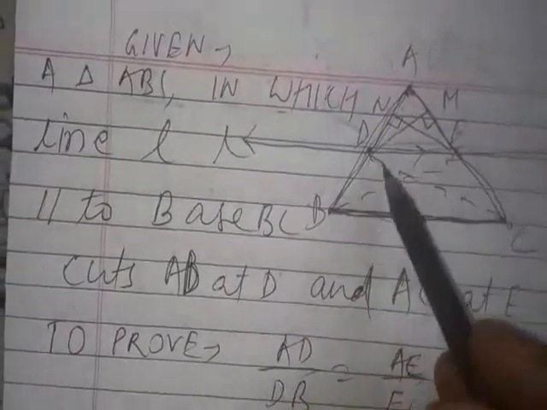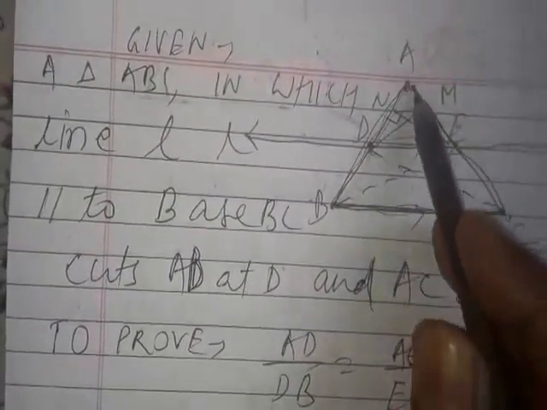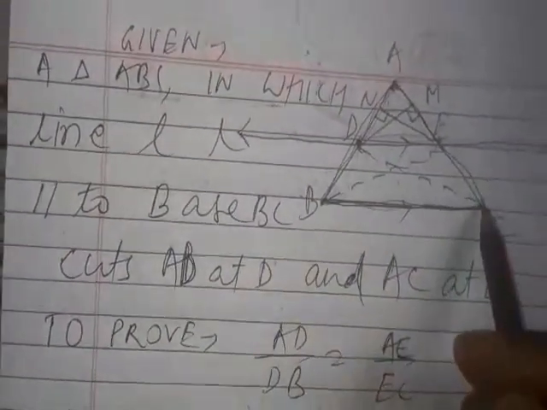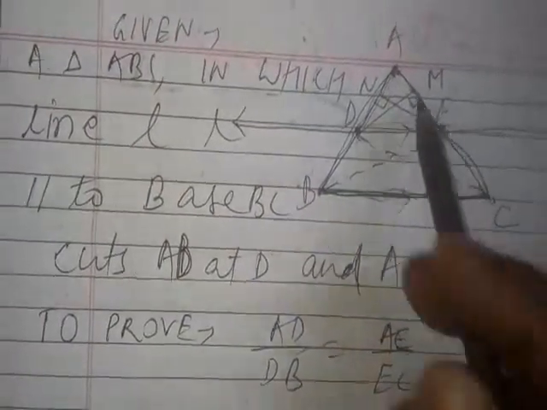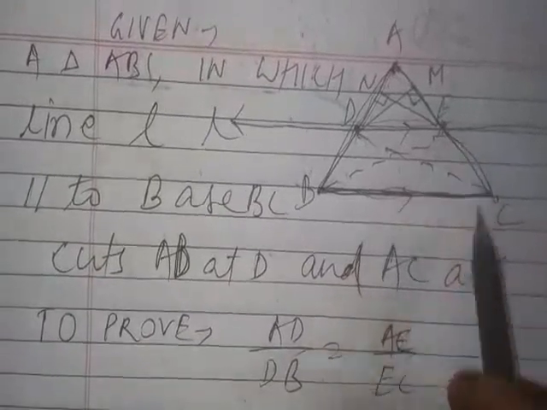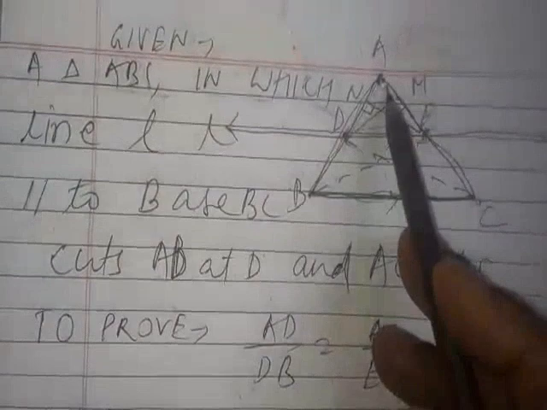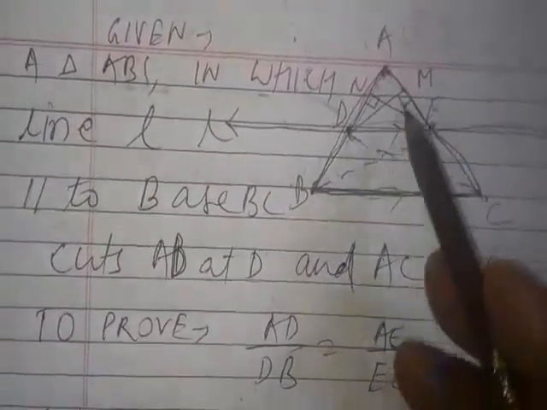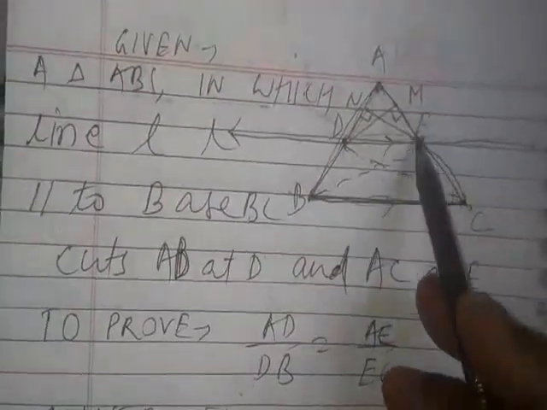Now what we have to prove? We have to prove that the ratio of AD to DB is equal to the ratio of AE to EC. To prove it, we will do some construction. We have to draw a perpendicular from point E to line segment AB: EN is perpendicular to line segment AB, and DM is perpendicular to line segment AC. These are the perpendiculars we have drawn in the construction.